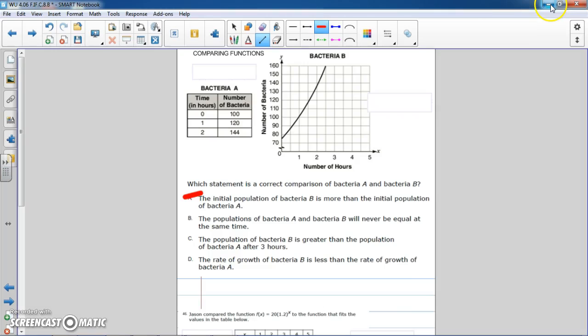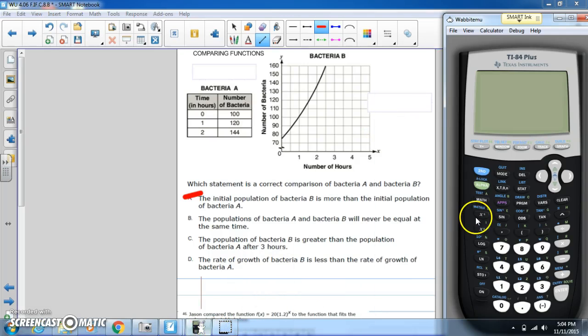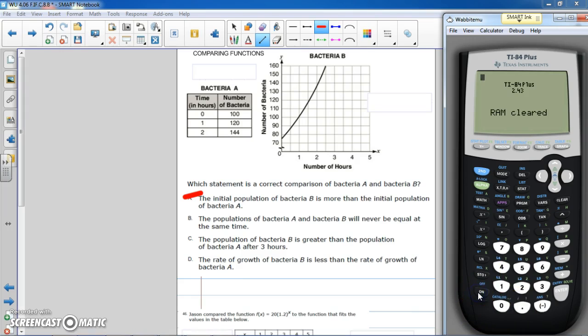I'm going to go back to the problem. So I'm going to walk through the steps on my TI-84, and everything's been clear, so I'm starting from the very beginning. All right, so the first thing I need to do is make sure that I turn my diagnostics on, and I press second 0.